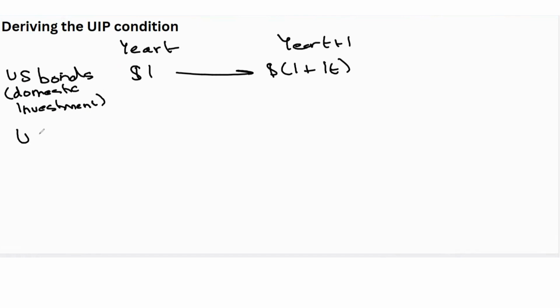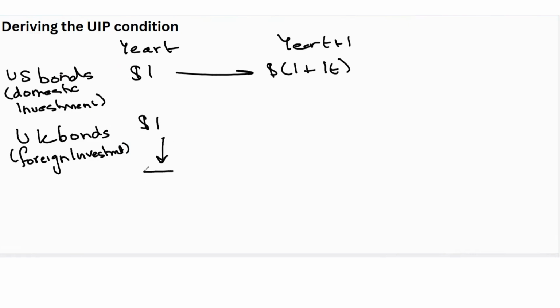And then we wanted to look at UK bonds, which was foreign investment from the perspective of a US investor. And here $1 we saw was equal to how many pounds? We just saw 80 pounds. So now let's go forward.